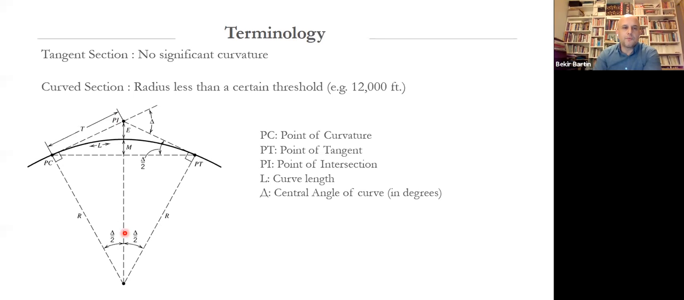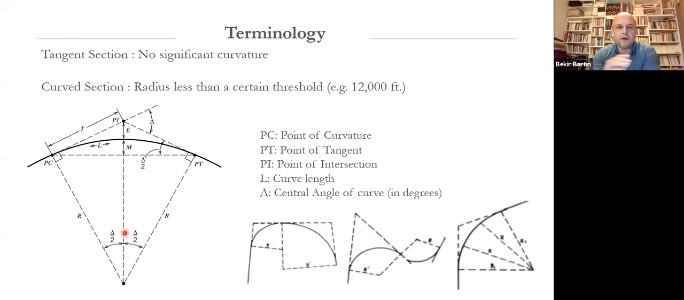Now, we have to make a distinction between a tangent section and a curve section. A tangent section is a straight section, but it also means there is no significant curvature. So we usually assume that a section is tangent if the radius is greater than a certain threshold, for instance, 12,000 feet. The one that I just showed you here is a simple curve.